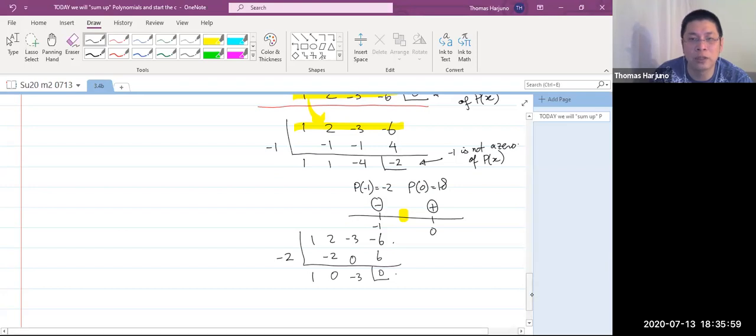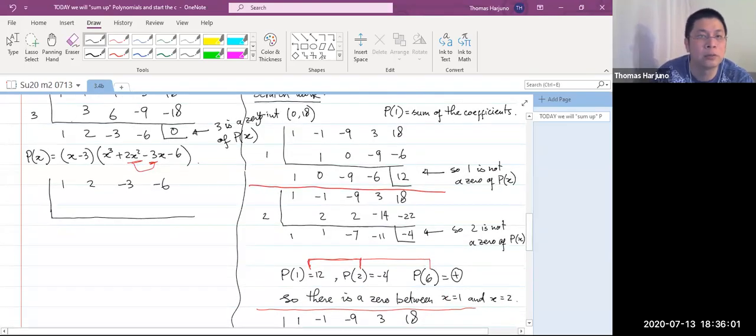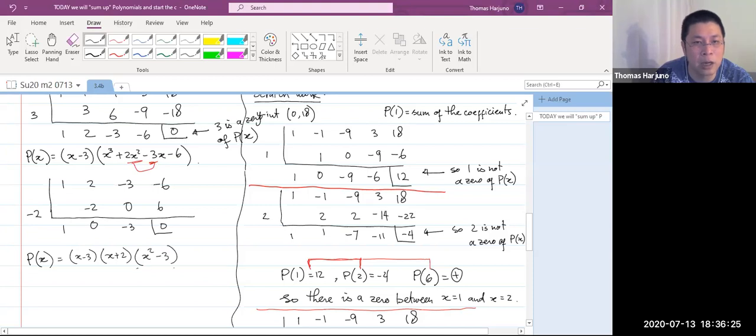So negative 2 is a 0. I will continue from here. Okay, negative 2 is a 0. So we can now rewrite our polynomial as x minus 3, x plus 2, or x squared minus 3. Now you see the last part here, I can factor it further, right? So that's x minus 3, x plus 2.